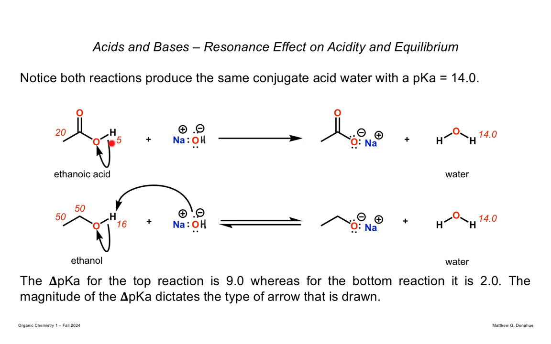So again, two very different functional groups with the same base. Again, you're comparing the conjugate acid pKa values to help determine if the reaction moves forward, if it sets up some sort of equilibrium, or if it doesn't do anything at all.